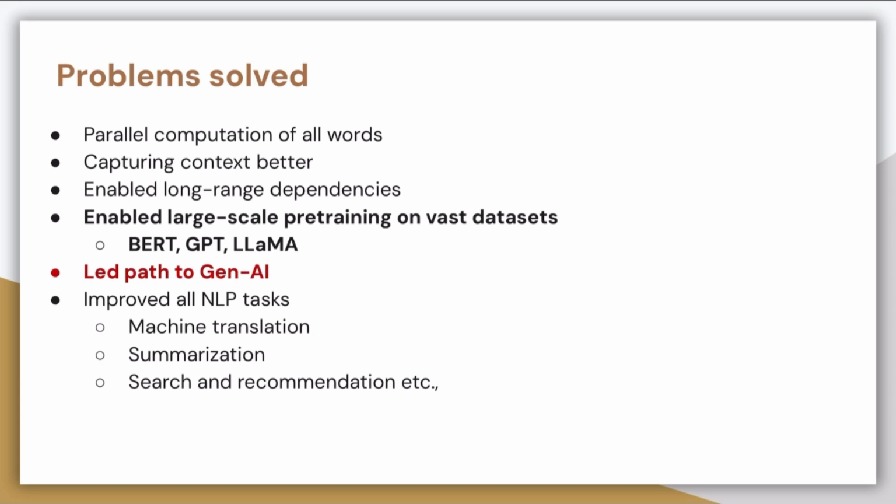And also it has improved all other tasks, all other NLP tasks: machine translation, summarization, recommendation systems. For every other NLP task, transformers have replaced the RNNs and LSTMs. So that is the greatness of the transformer architecture.